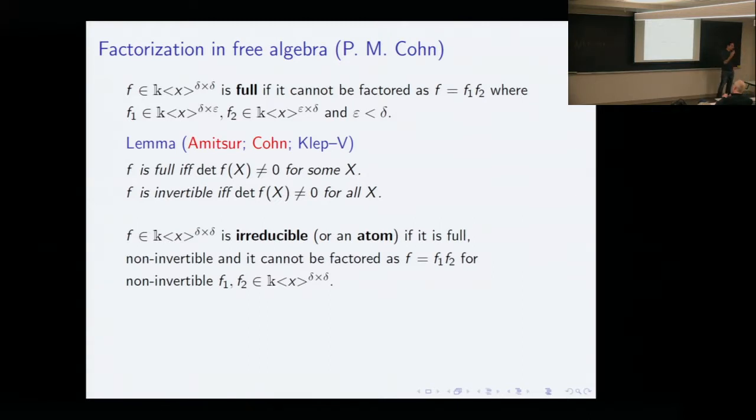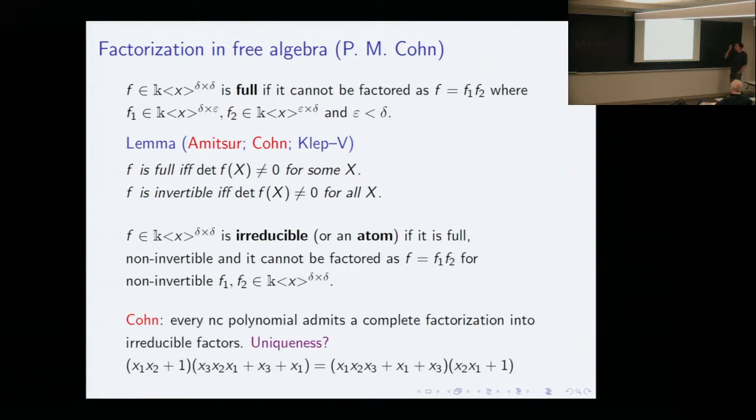What is an irreducible polynomial here? We assume that it's full and non-invertible, to exclude those cases, and then being irreducible, or sometimes these polynomials are called atoms, just means that I can't factor it in a non-trivial way without these two factors being invertible. So Cohn developed all this theory of factorization of matrices over free algebra, and factorization in free algebra in general. He proved that every NC polynomial can always be factorized into irreducible factors, and how many factors there are going to be is unique.